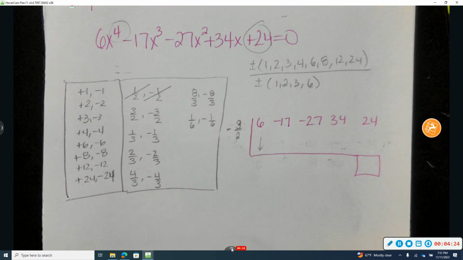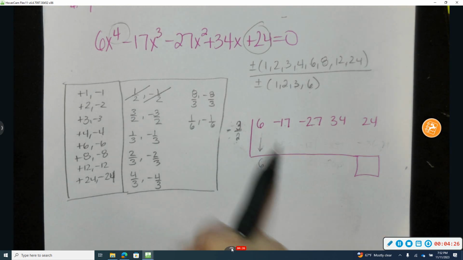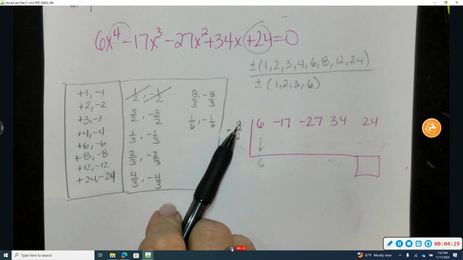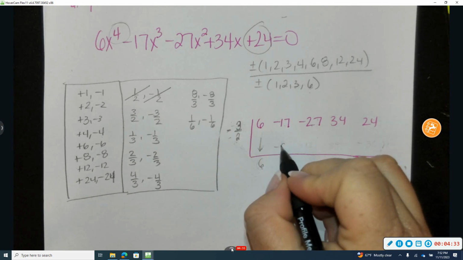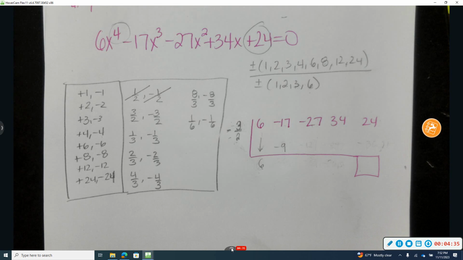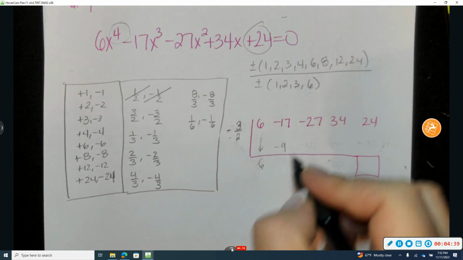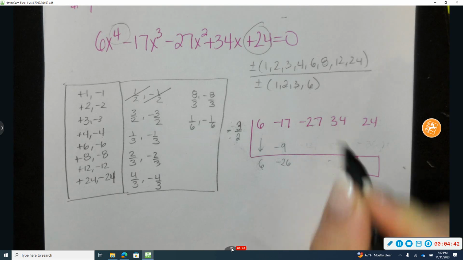All right, bear with me. Here we go. I'm going to drop down the 6. So -3 times 6 is -18, divided by 2 is -9. Okay, so then I take -17 and -9, and I get a -26.